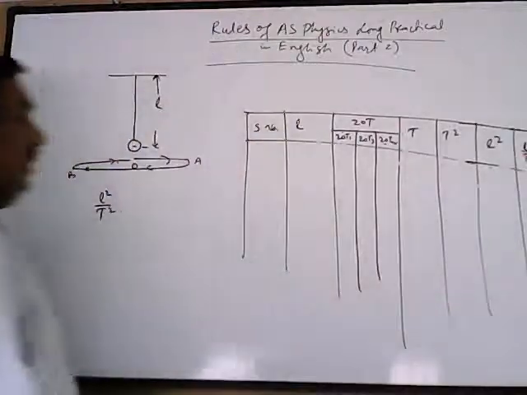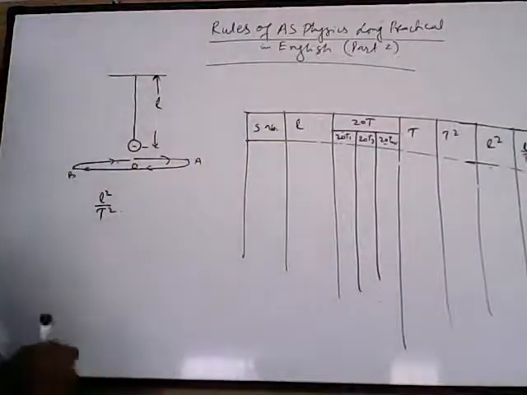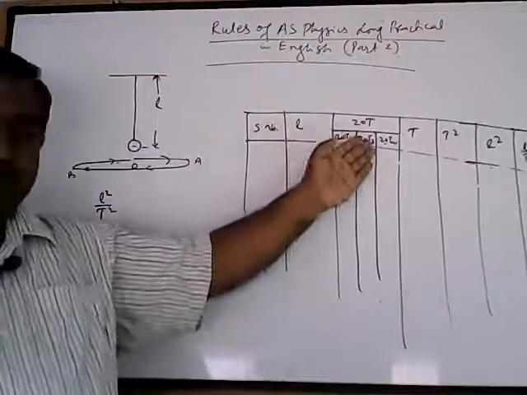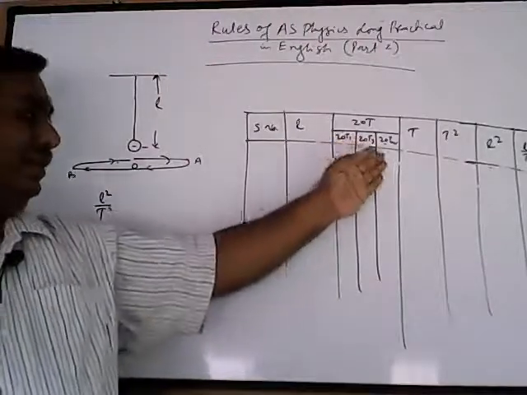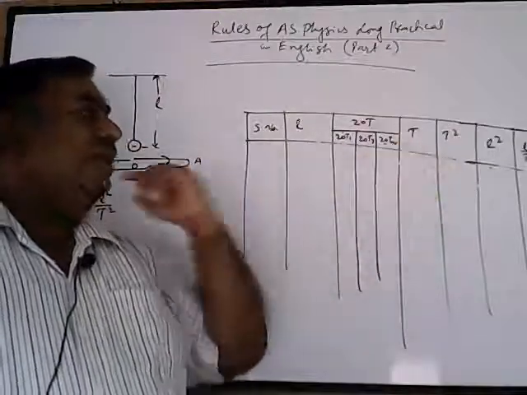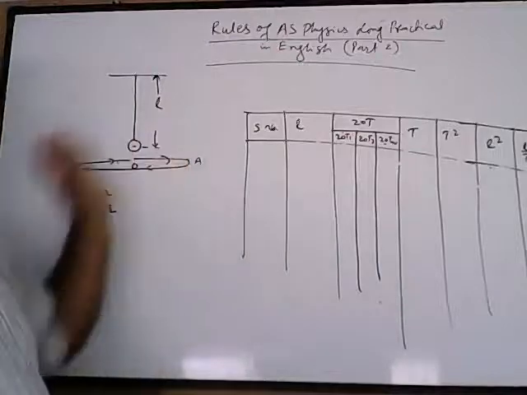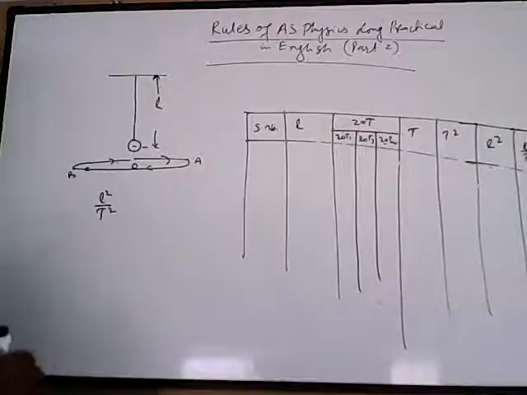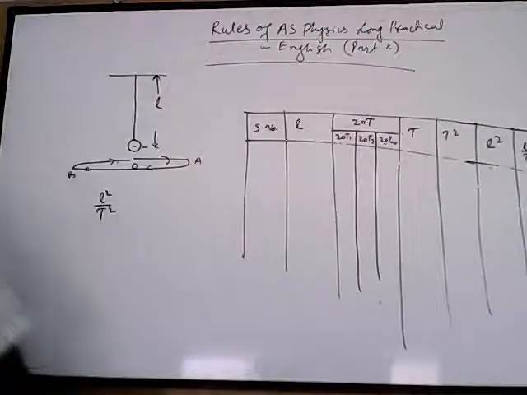So this is the sequence. The rule is very much clear. First the 0th column, then the independent variable, then the dependent variable, and if it is repeated then it's 3 subcolumns, then quantities involving the dependent variable, then quantities involving the independent variable, and then quantities involving both. So that is rule number 1, and that is about the sequence of columns.